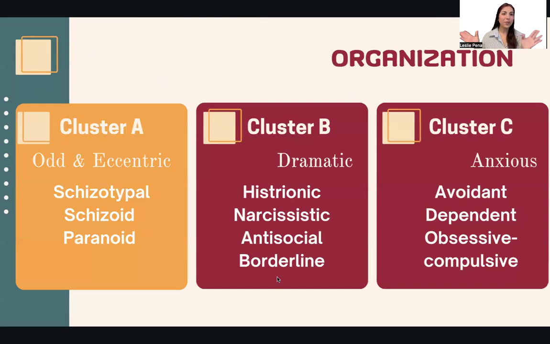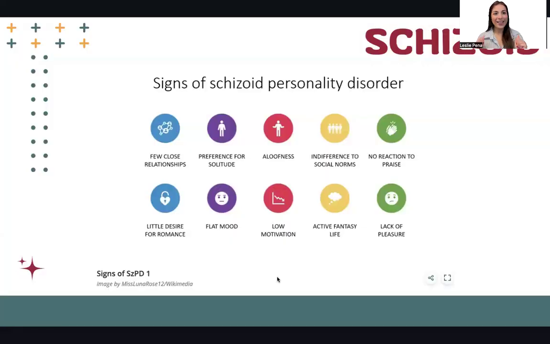Okay, so there are three different clusters. Cluster A is odd and eccentric, and these are the ones we're going to focus on first. So we have schizotypal, schizoid, and paranoid personality disorders. Let's go ahead and dive right in.